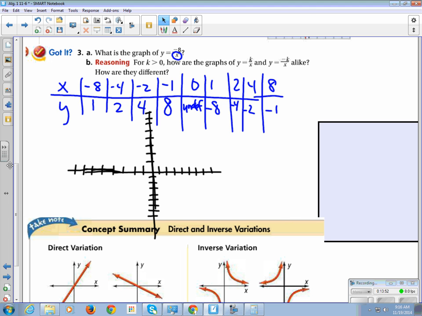All right. So when x is equal to negative 8, y is equal to 1. When x is equal to negative 4, y is equal to 2. When x is equal to negative 2, y is equal to 4. And negative 1 and 8. So it's this nice little sideways U.